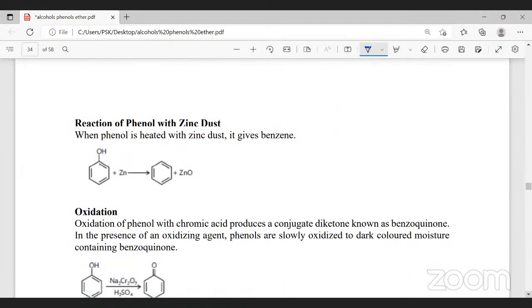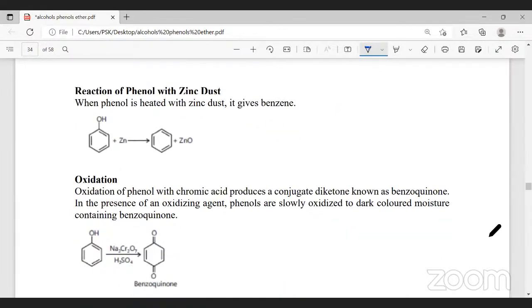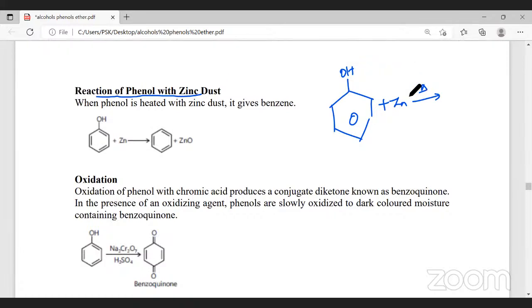The next reactions are simple and very important. The first one is reaction of phenol with zinc dust. Reaction of phenol with zinc dust. This is phenol, C6H5OH. This is an important question for 12th standard. When this is heated with zinc dust, they can ask you this question for 2 marks or they can ask you for 1 mark.